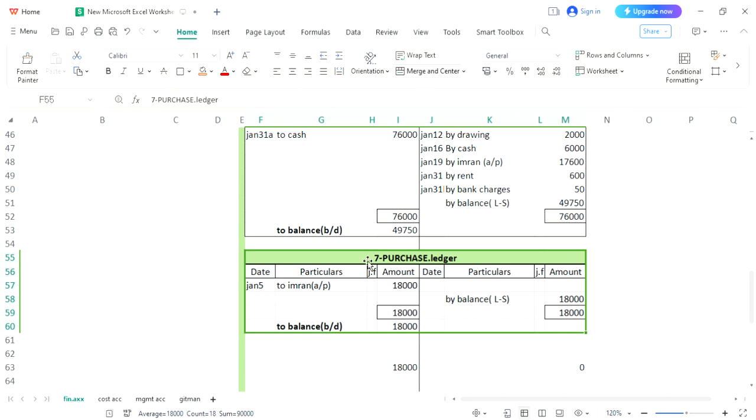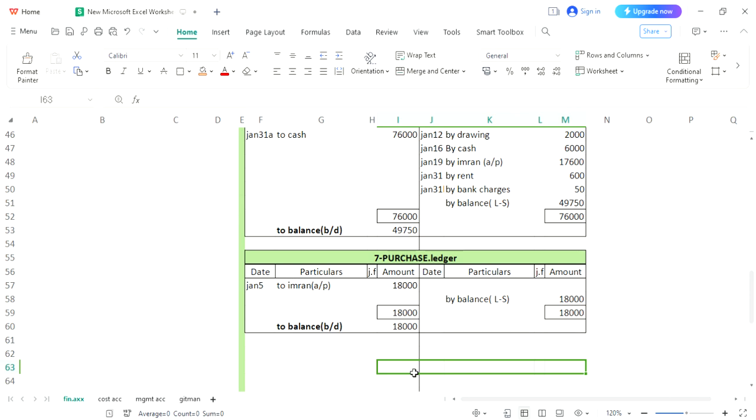Mark it as it has been done by putting a closing line after balance brought down. These balances were written just for the reference. Now they are not needed to be written over here. You can erase it. What we have done, we have completed 7 ledgers.